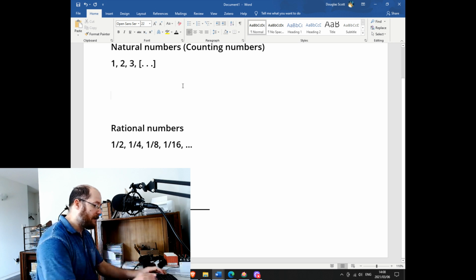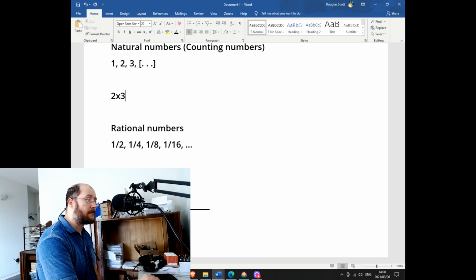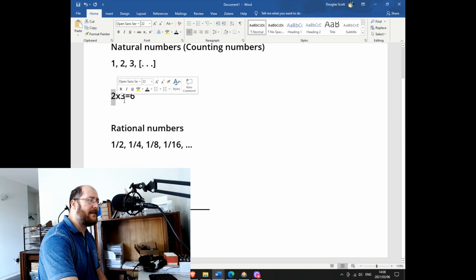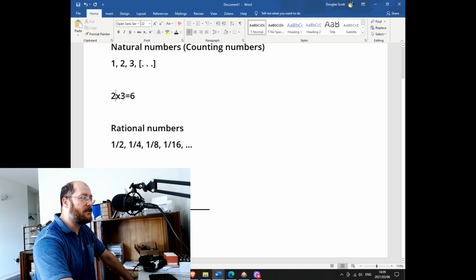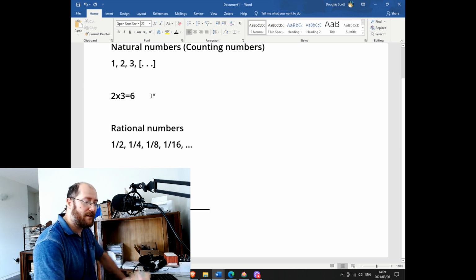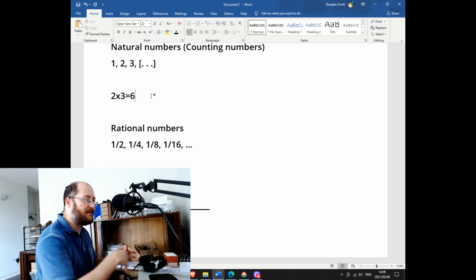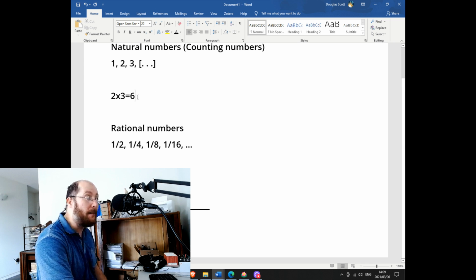It's not immediately obvious, but if I say 2 times 3 equals 6, the only way that you can get there is by having two sorts of number, one sort of number here, one sort of number here, and it doesn't matter which one is which, but the one tells you how many objects there are, and the other one tells you how many times those are. So you can have 2 bags of 3 apples.